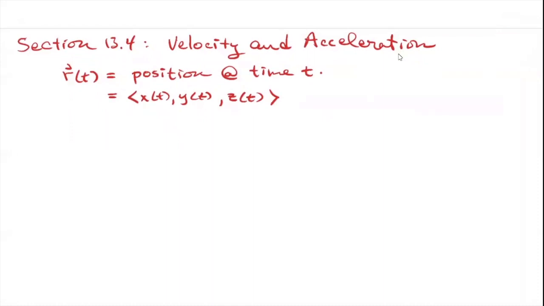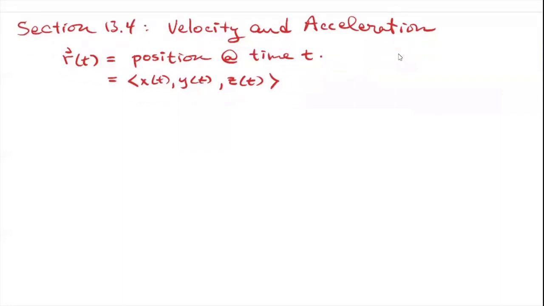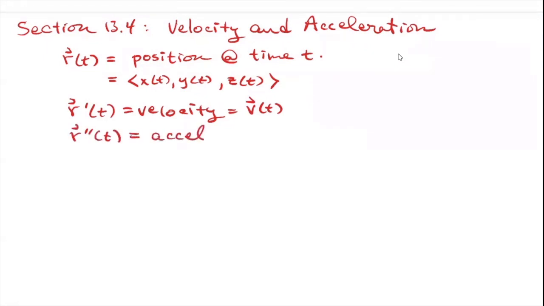Fantastic. Okay, great. So we've got our position function and then velocity. r prime of t is velocity, which we'll just call v of t. These are all vectors. And then r double prime of t is acceleration, which we denote, of course, that's v prime of t, but it's also a of t.